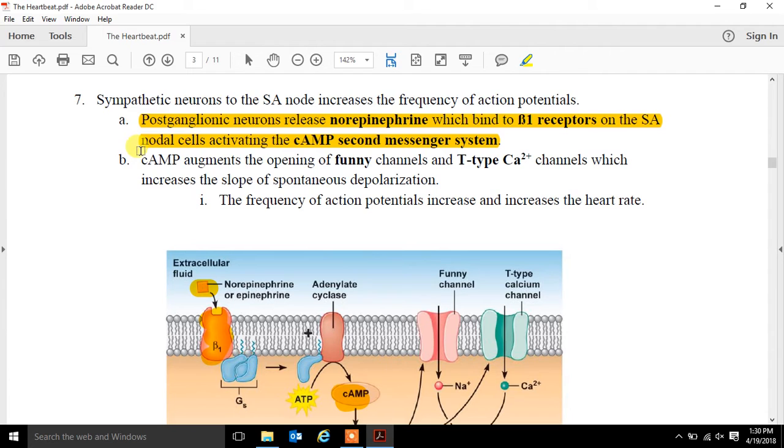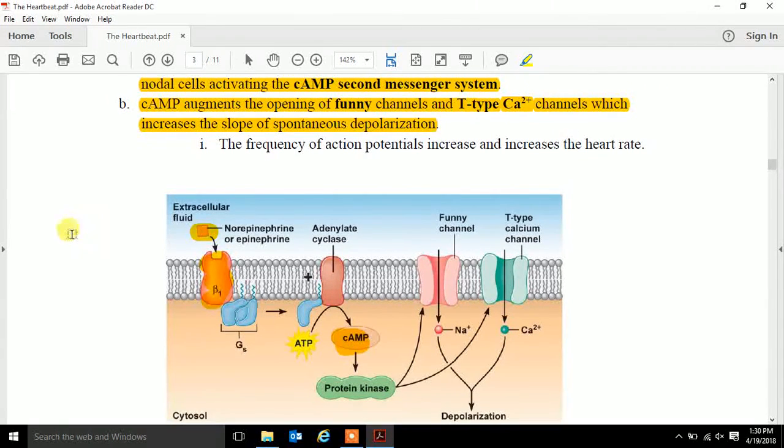Cyclic AMP augments the opening of funny channels and T-type calcium channels, which therefore increases that initial slope, allowing that membrane potential to get to that threshold faster. This increased frequency of action potentials therefore increases the heart rate. So we've got cyclic AMP, through some protein kinases, promoting the opening of these funny channels.